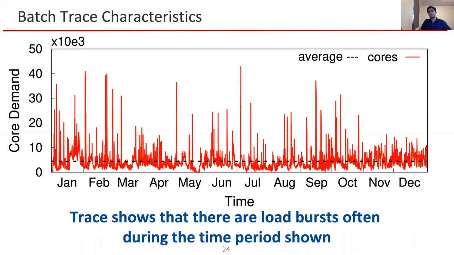First, let's look at our batch trace characteristics before we get into our graphs or results. Here we plot the time varying function of core demand for the 2015 year. As you can see here, the requirement varies rapidly, and there are load bursts pretty often. There are times where the core requirement is higher than 14,000 and it can reach a maximum of 40,000. It's very high. Hence, our trace is very bursty.